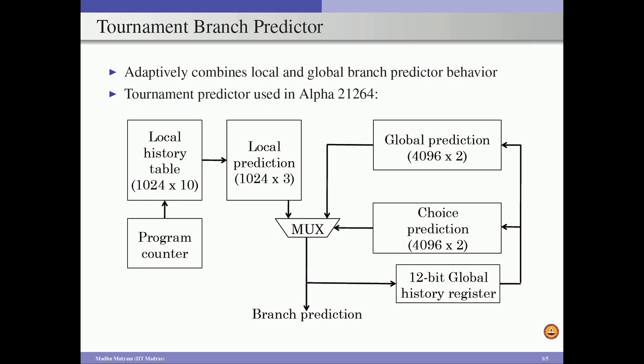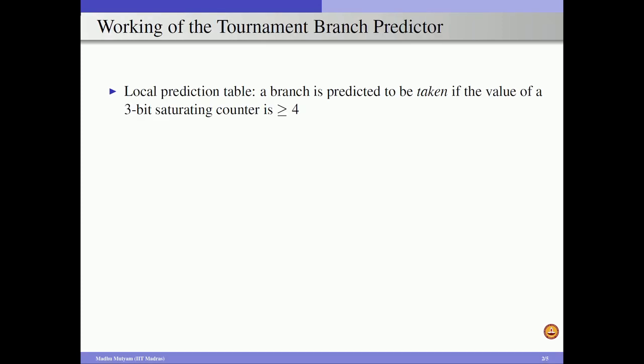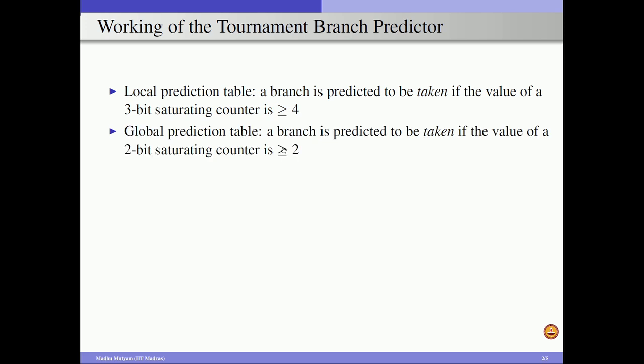So, in summary, in order to work with the tournament branch predictor, we will consider a set of tables. One is a local prediction table, and a branch is predicted to be taken if the value of a 3 bit saturation counter is greater than or equal to 4. The global prediction table also is used in this tournament branch predictor, and a branch is predicted to be taken if the value of a 2 bit saturation counter is greater than or equal to 2. And the prediction is made if both the local and the global predictions are the same.